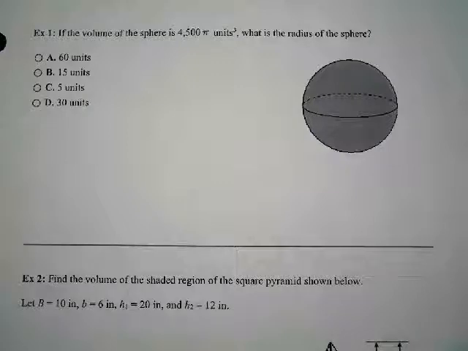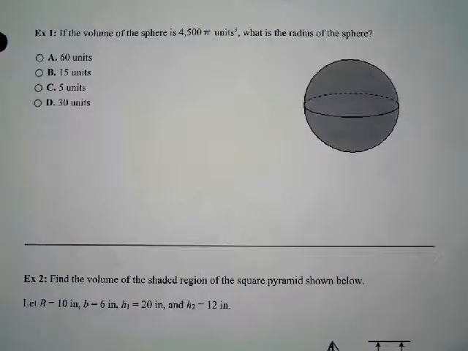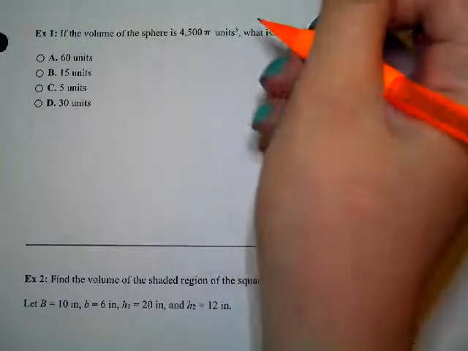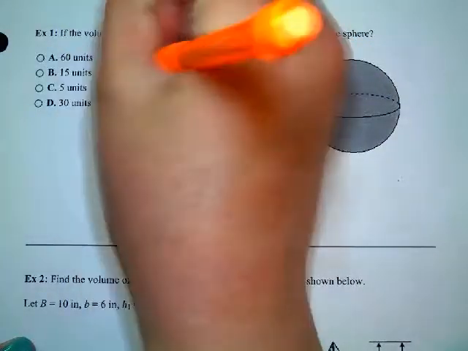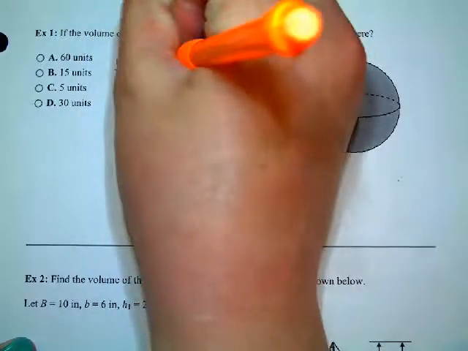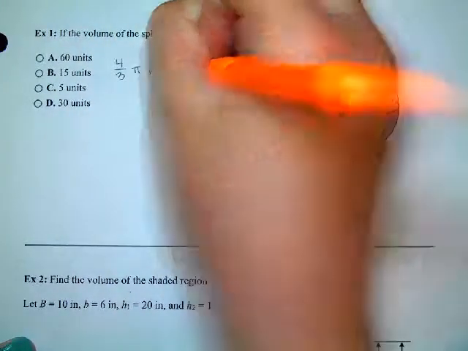Okay, so if we look at example 1, it says, if the volume of a sphere is 4,500 pi units cubed, what is the radius of the sphere? The first thing you're going to do is figure out which volume formula we're using, and here they said we're using a sphere. So we're going to take the formula for the volume of a sphere, which is 4/3 pi r cubed, and you're going to set that equal to the volume that they gave you. So 4,500 pi.